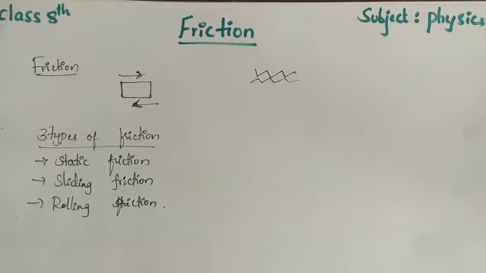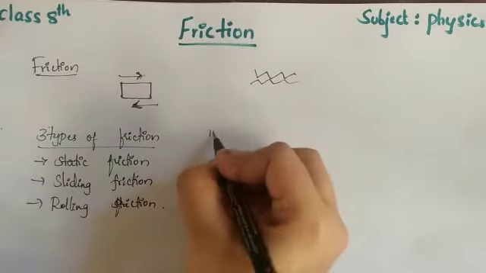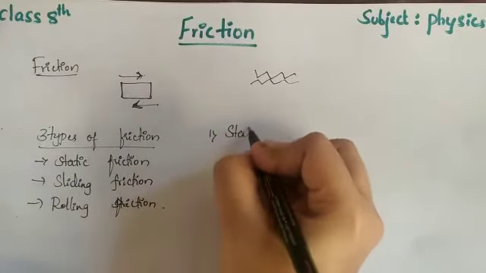If you know what static friction, sliding friction and rolling friction are, then you are able to say how we are going to reduce the friction which is opposing the direction of motion. Okay, so let us study the first thing, static friction.